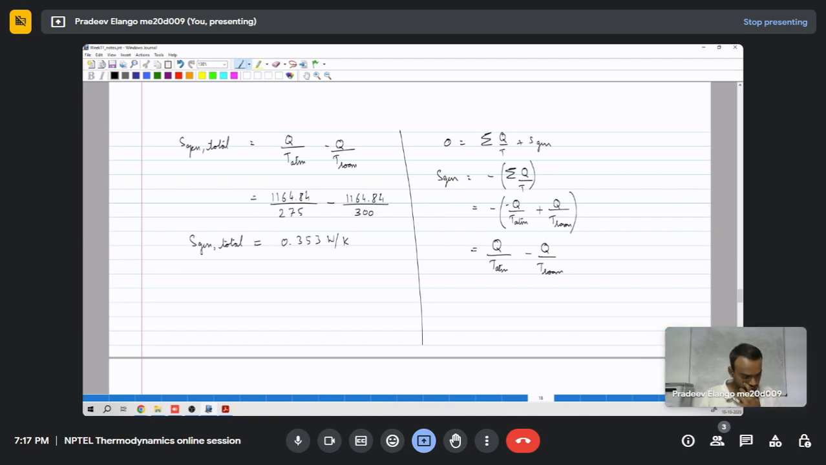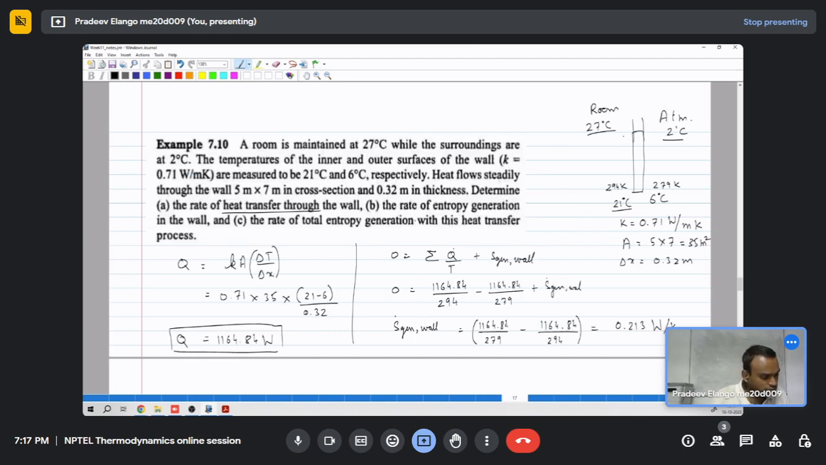Sir, for the atmosphere, taking negative, sir. Yeah, is the atmosphere losing heat or gaining heat? So it is similar to what we had in the wall case. So here we had 279. The body at 279 is losing heat.